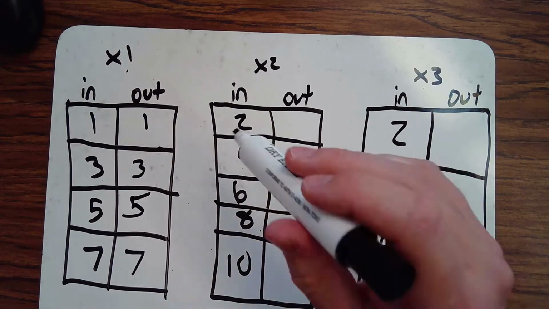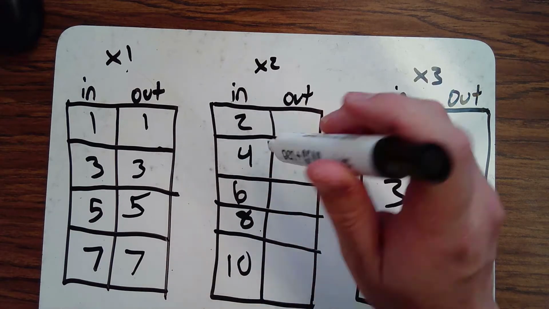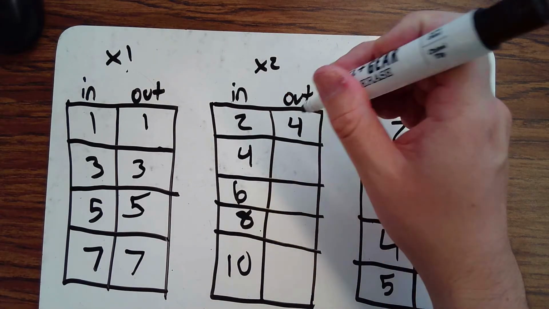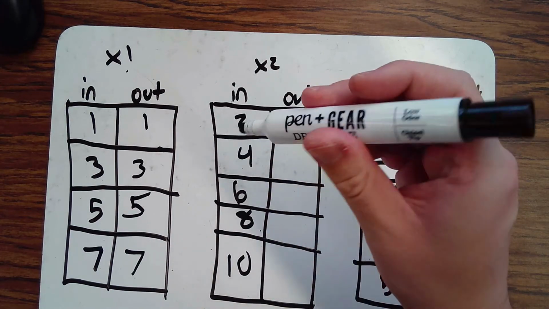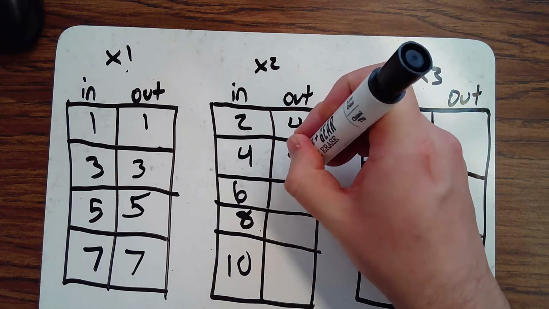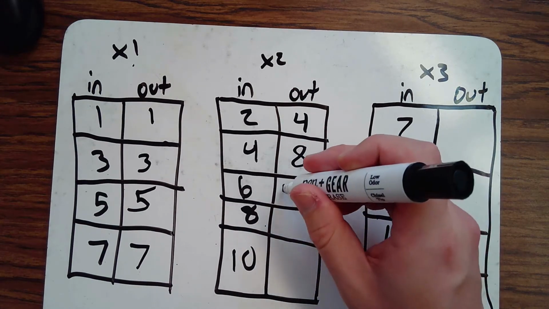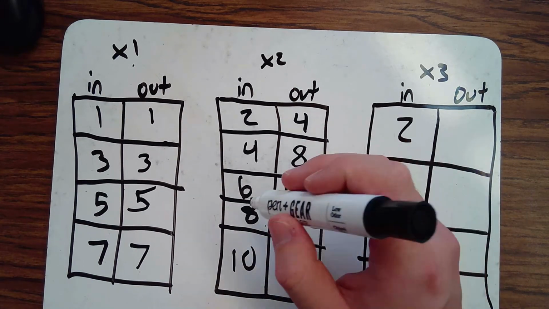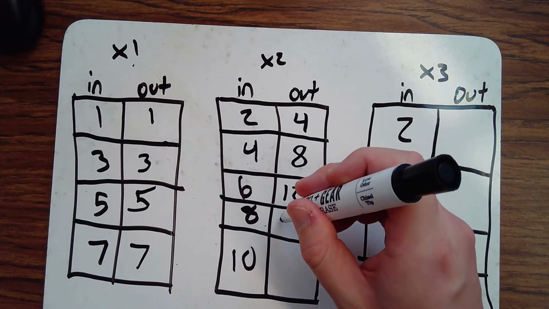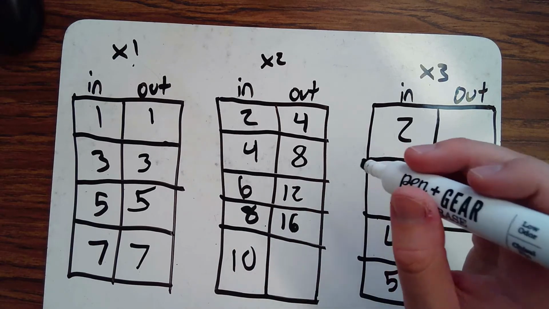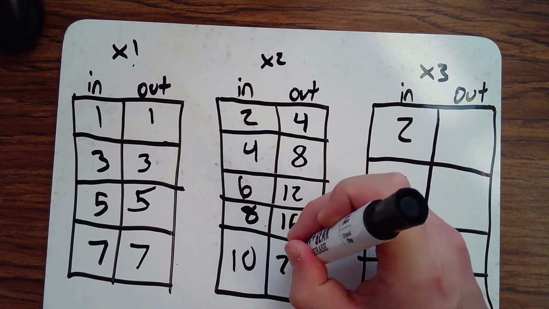Okay, so the in number is 2, and you multiply 2 by 2, 2 times 2 is 4. So the in is 2, the out is 4. When you multiply 4 by 2, the answer is what? 8, and that's in the out. When you multiply 6 by 2, the answer is 12. And once again, that's in the out. Then 8 by 2, 8 times 2 is 16, and the answer is right there. And then 10 by 2 is 20.